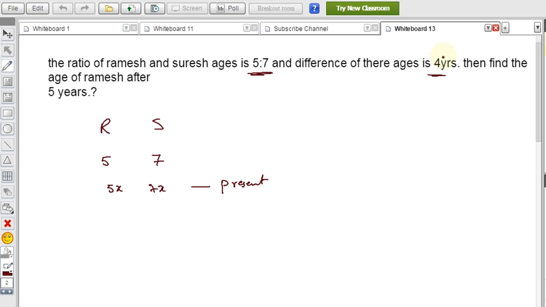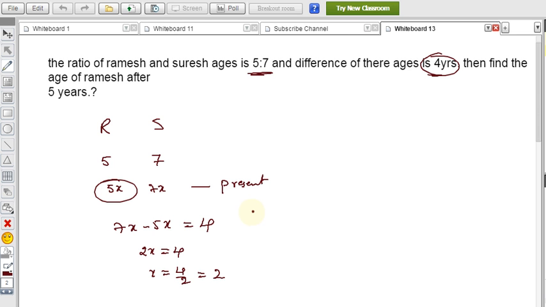The difference of their ages is 4. So with 5x and 7x, Suresh's age is more compared to Ramesh. So the difference, 7x minus 5x, is equal to 4. Then 7x minus 5x is 2x, which is equal to 4. So x is equal to 4 divided by 2, that is 2. They are asking for Ramesh's present age. Present Ramesh is 5x.